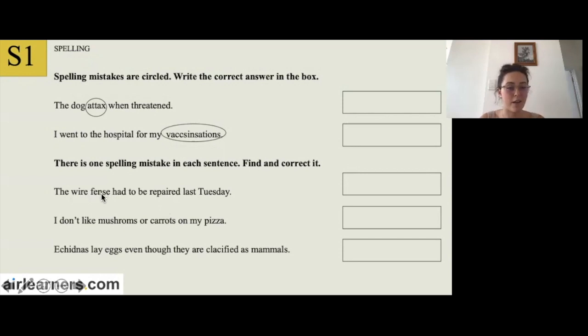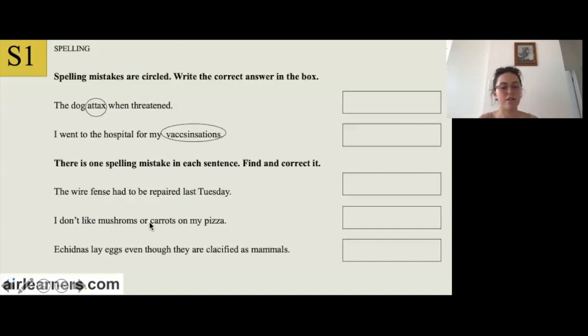Fence could be spelled another way, even though it sounds right. And repaired. Now, while you might not have seen this word in its entirety before, you may have seen the word pair. You know that's spelled correctly in this situation, and just re and ed have been added on to that. So then you can tell that it's just down to these two words, probably this one, just because wire doesn't have another option to be spelt in a different way.